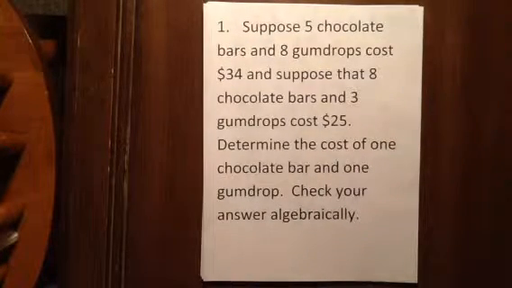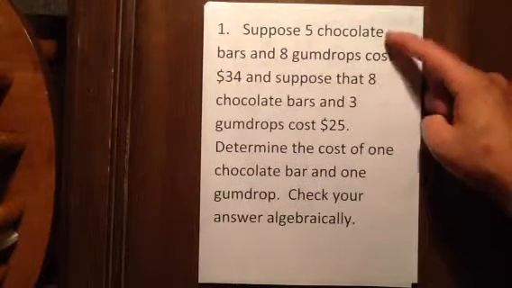Alright, for our next question, it's a word problem question. We're going to suppose that 5 chocolate bars and 8 gumdrops cost $34, and that 8 chocolate bars and 3 gumdrops cost $25. What we want to do is determine the cost of 1 chocolate bar and 1 gumdrop, and then we're going to check our answer algebraically.